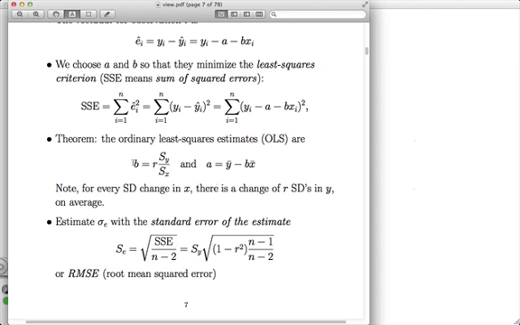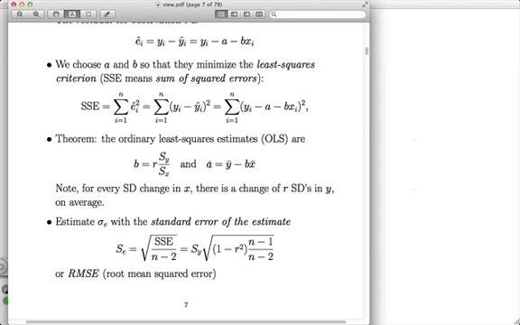Anyway, theorem, here's how we get the estimates. The slope is just going to be the correlation coefficient times the ratio of the standard deviations. The regression line always passes through the point of means, so it's going to pass through x bar and y bar. So you have a point on a line. If you know the slope, you can determine the intercept then.